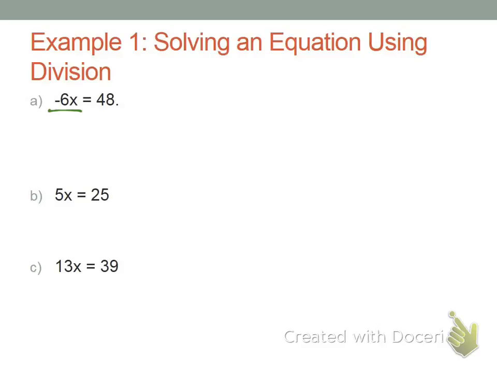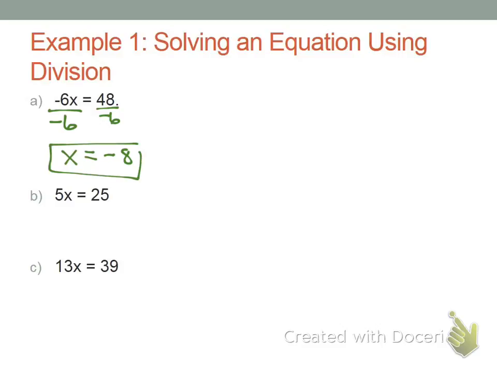What number is attached? Negative 6. You must take the negative with you. Divide both sides by negative 6, and x equals negative 8. Got to get those signs right.